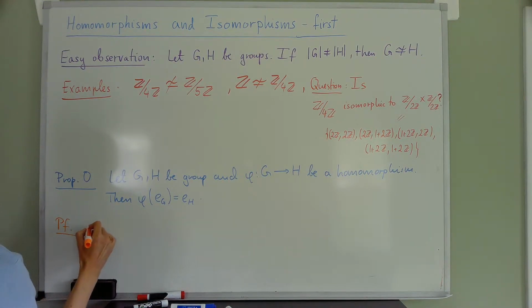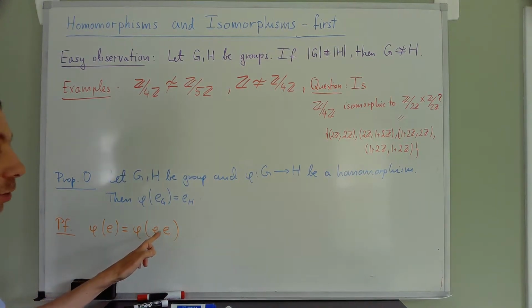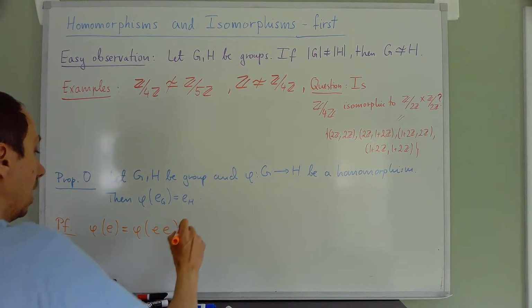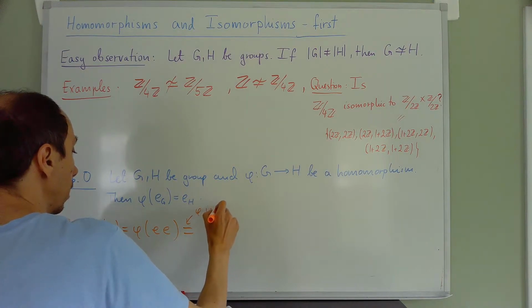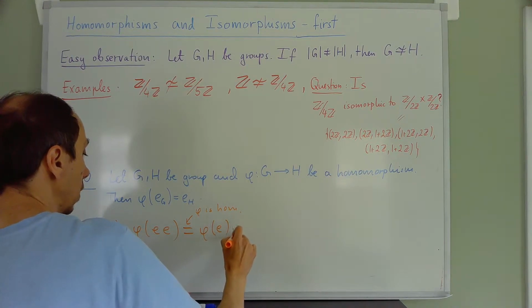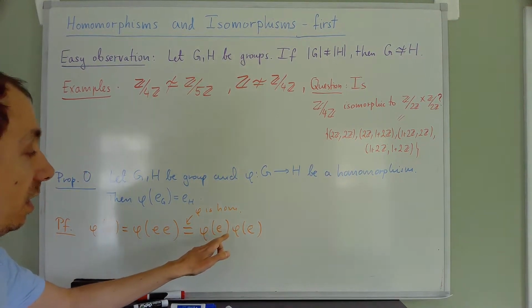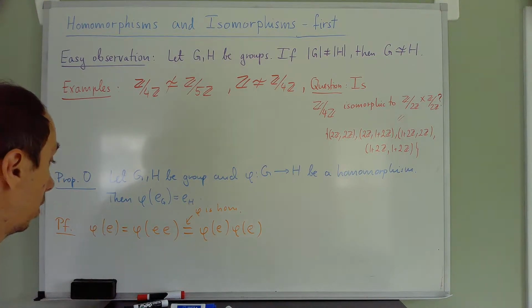So I do the following, phi of E. Again, this is E_G. That's the same as phi of E times E. In between these two, I use the binary operation in G. So it's E_G star_G E_G. Phi is a homomorphism, which means I can write it like this, and now this here is the multiplication, the binary operation in H.